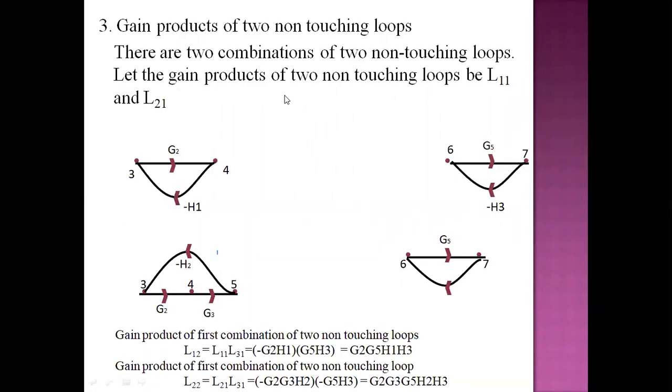So in this, considering the loops L11 and L3, these two loops are not touching. For the corresponding gain, multiply all the gain values of the two non-touching loops: G2 into minus H1 and G5 into minus H3. So we get L12 equal to G2, G5, H1, H3. For the next pair, the two non-touching loops are G2, G3 into minus H2 and G5 into minus H3. So the loop gain is G2, G3, G5, H2, H3.